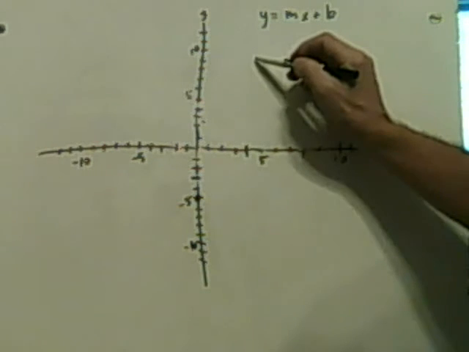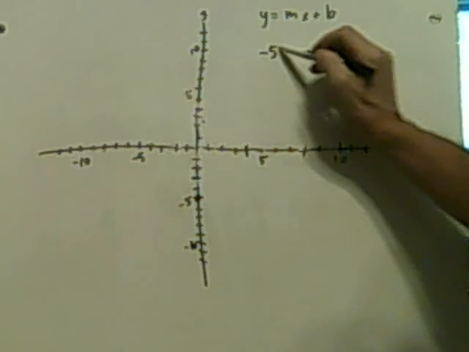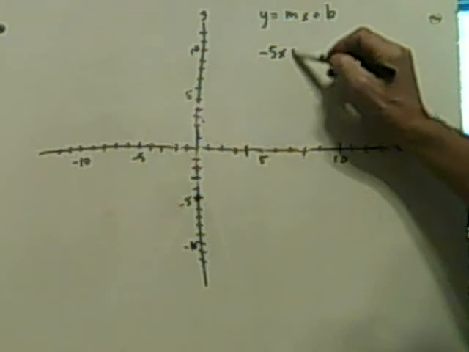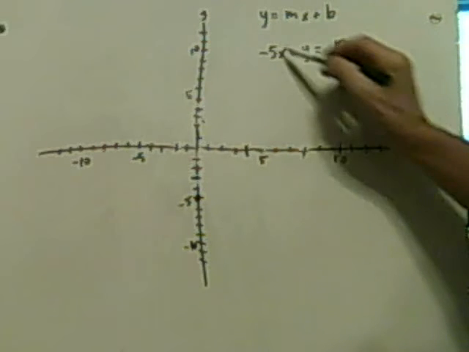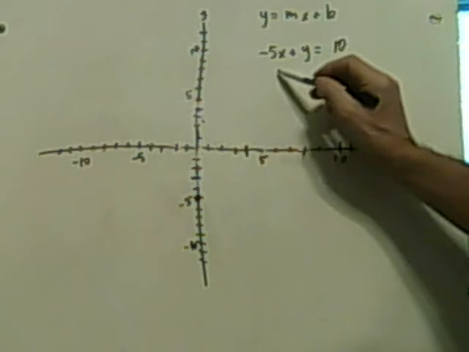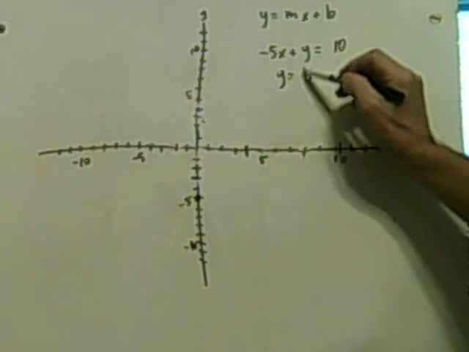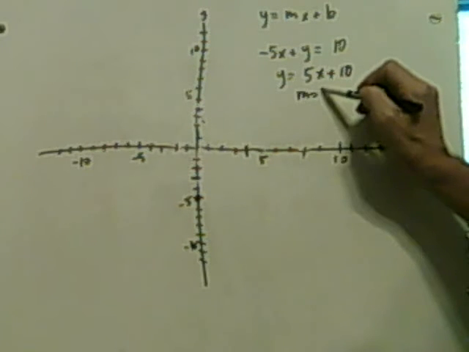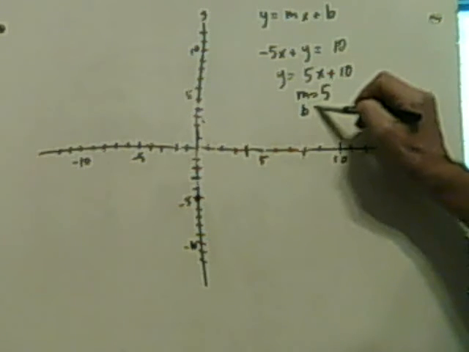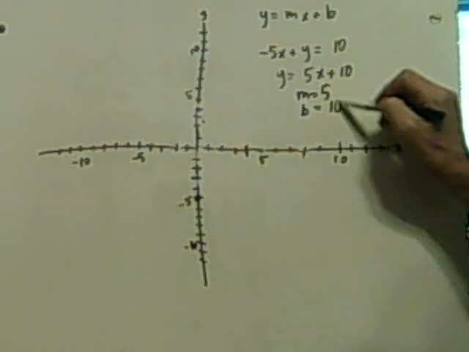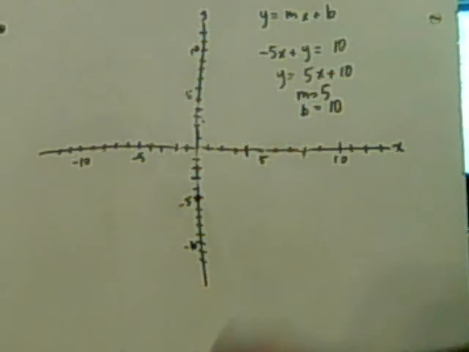Here's one that's not in the standard form already: negative 5x plus y is equal to 10. What we'll do is move the 5x to the other side. We get y is equal to 5x plus 10. M equals 5, b equals 10. The y-intercept is 10, slope equals 5.